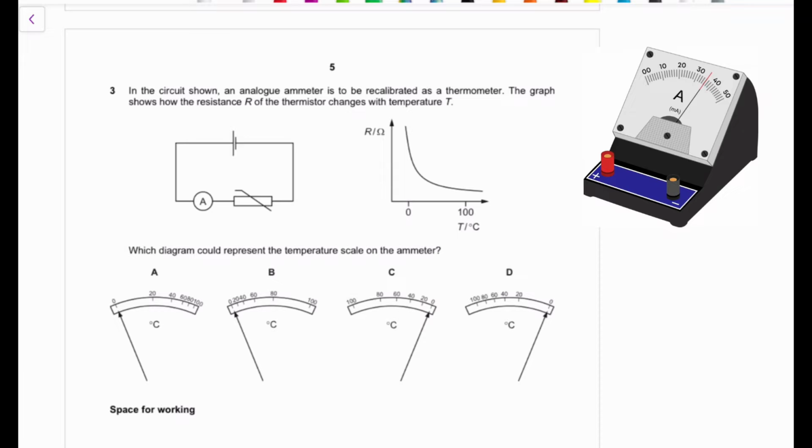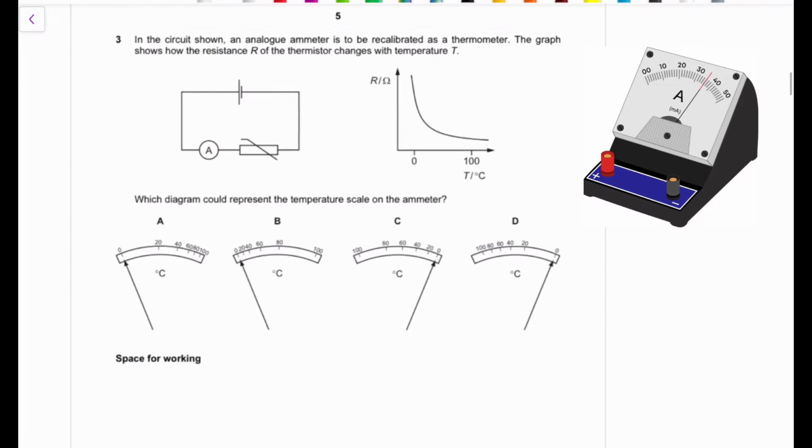So it's now going to be used to measure temperature. A graph is shown to show how the resistance R of the thermistor changes with the temperature T. We've been given that graph, and we've been asked which diagram could represent the temperature scale on the ammeter. So what are we going to do, guys?